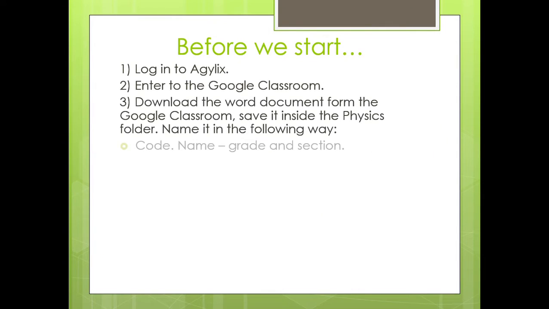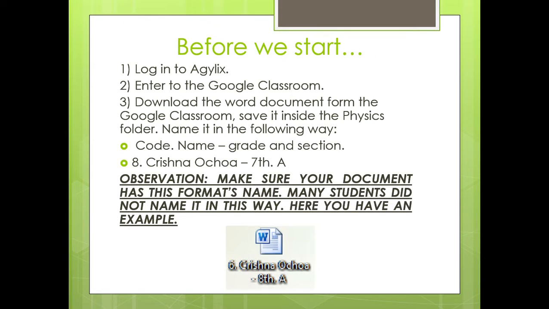Before we start, we have to follow exactly the same specifications that we had last week. Log into Agilex, enter the Google Classroom, download the document for your summary, save it in the physics folder. And the last one is very important: you need to save your file with this name. You have an example of what it should look like right at the bottom, with your code, for example, number 6, name, Krishna Ochoa, and grade and section, 8A.